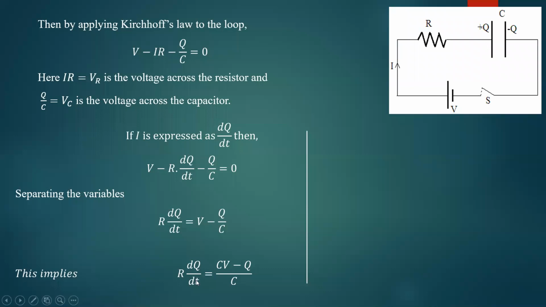Terms containing t are not there. You take the constant term on the other side. I will do like this. I will take this resistance R to the other side. dq by dt will be equal to CV minus q divided by RC. Then I will take this CV minus q to the left hand side. You will get dq by CV minus q is equal to dt by RC. So separation of variable is done here.